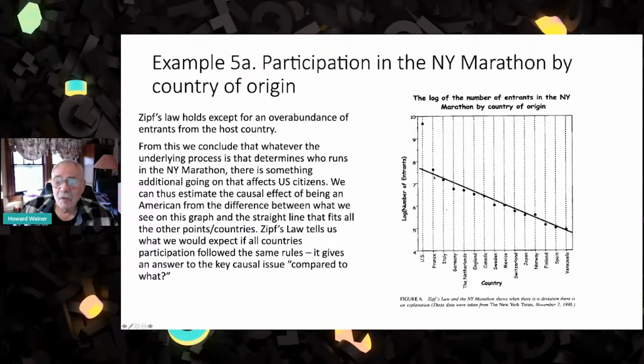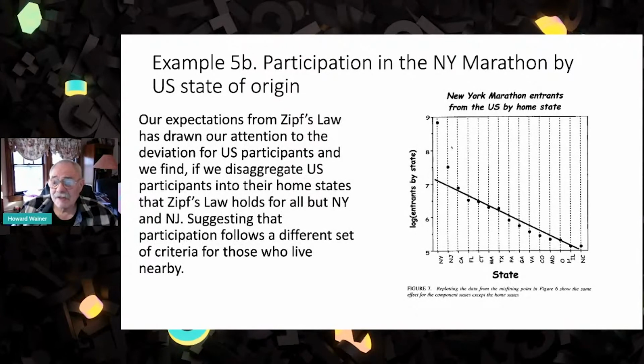So the second rank, third rank, fourth rank easily predict what the log of the number of entrants is going to be. Well, when we see this outlier, this unusual point for the US, we have a story for it. Why are there so many more? Well, because the marathon is being held in the US, and so you'd expect a lot more entrants there than from any other country. Not just more, but a lot more. And this is supported when you break down the entrants in the New York Marathon by just those from the US and look at what state they came from.